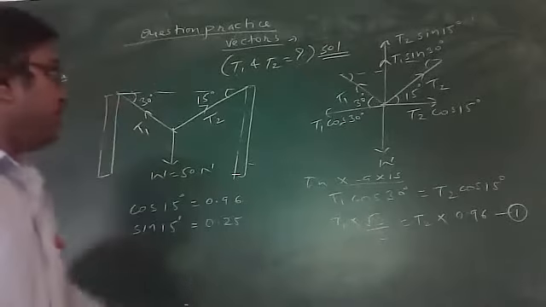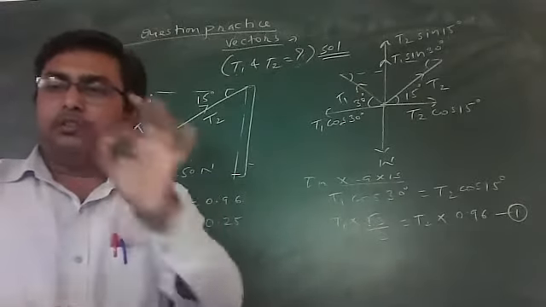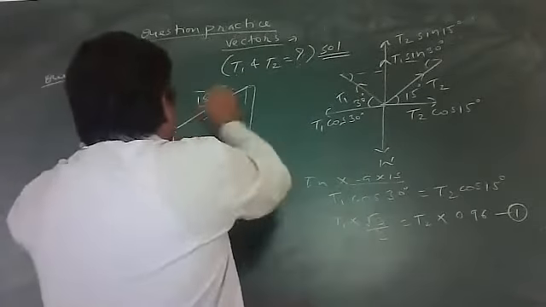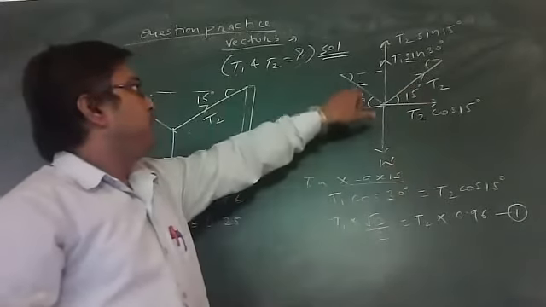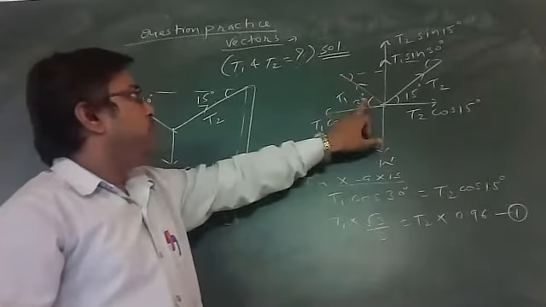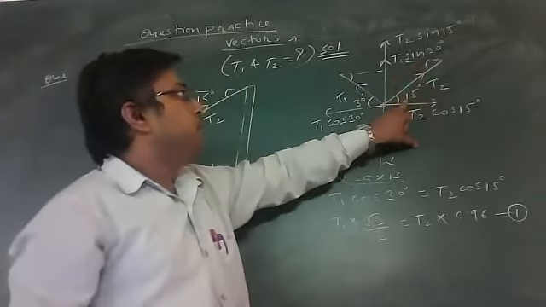First, I am developing the resolution of vectors. Tension is a force. Force is a vector quantity. So I am taking T1, T2 and the weight force. Now see, this angle is given as 30 degree. This angle is also 30 degree. This angle is 15 degree. This angle is also 15 degree.